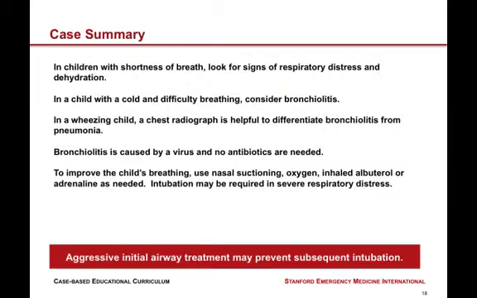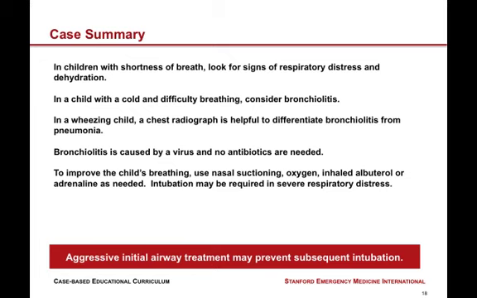In summary, in children with shortness of breath, look for signs of respiratory distress and dehydration. In a child with a cold or upper respiratory infection and difficulty breathing, think about bronchiolitis. In a wheezing child, think about a chest x-ray to differentiate bronchiolitis from pneumonia. Bronchiolitis is caused by a virus, and no antibiotics are needed.